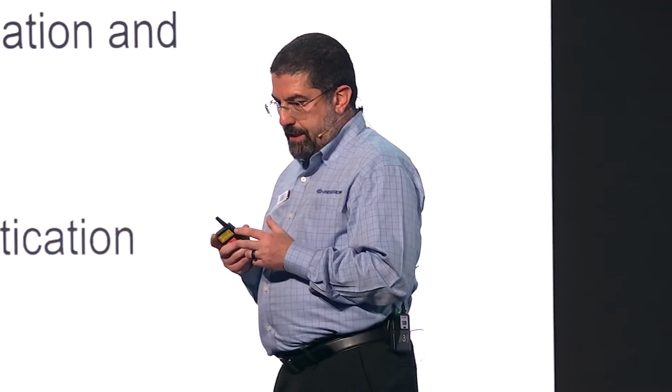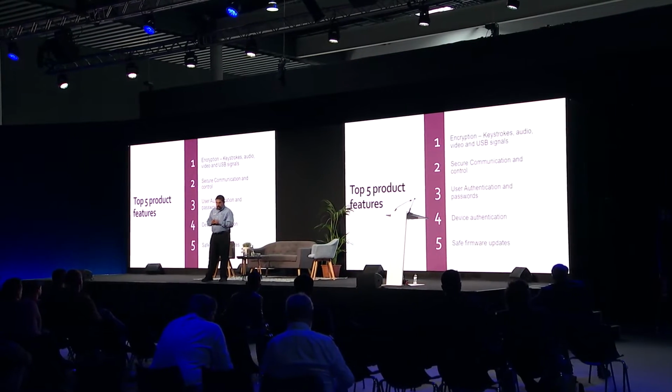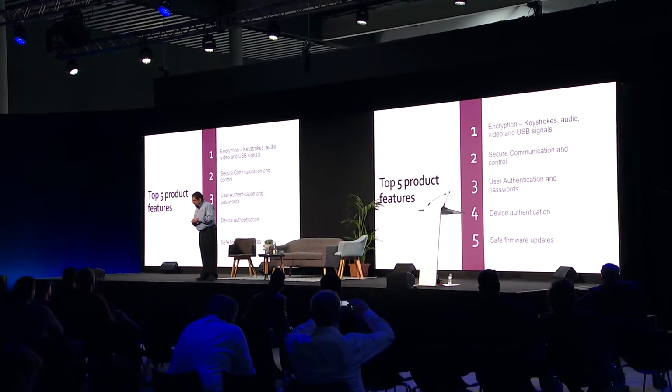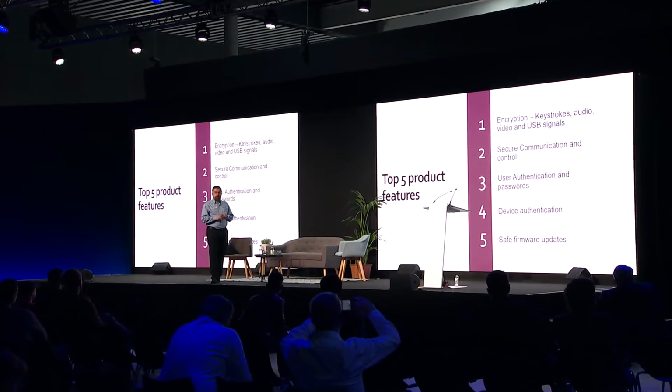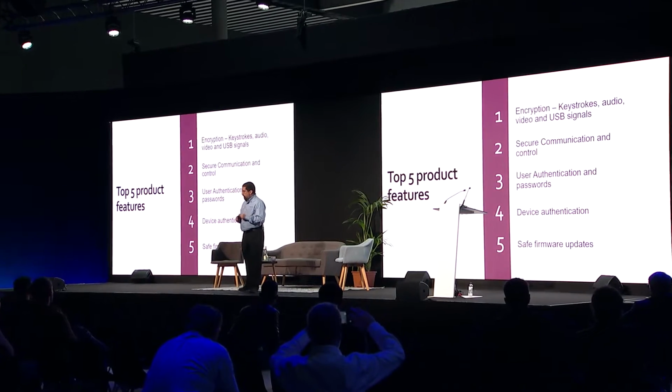So, top 5 product features. Things to keep in mind as you are designing your systems. You want to encrypt your keystrokes, your audio, and your video content. None of this should appear in clear text format on a secure network.